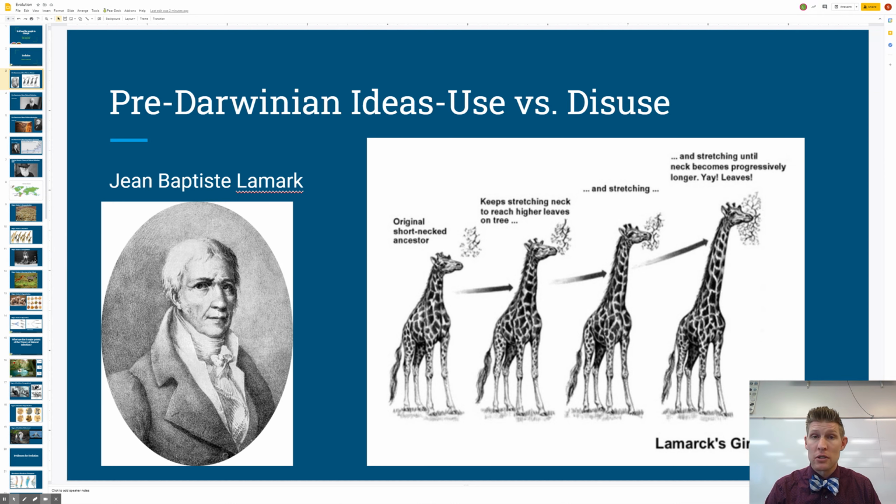But his use versus disuse was very helpful for Darwin, because he did see that in nature, where one trait is used more often than the other one, the population will choose that trait over another one. So he did use Jean-Baptiste Lamarck for that.